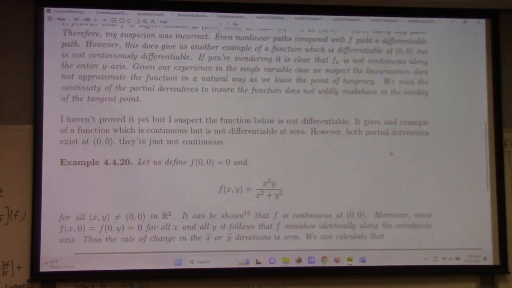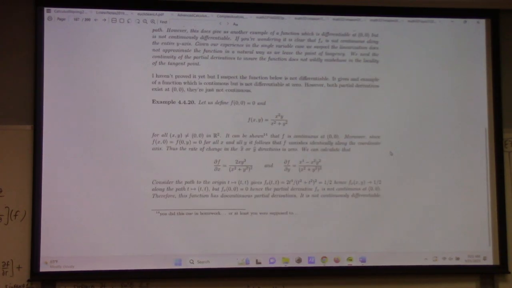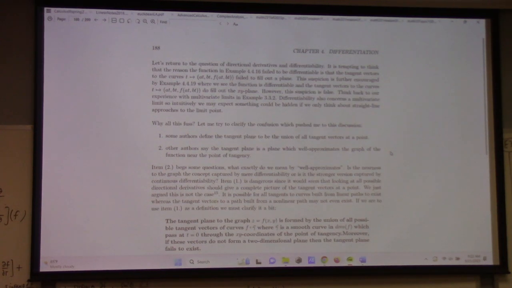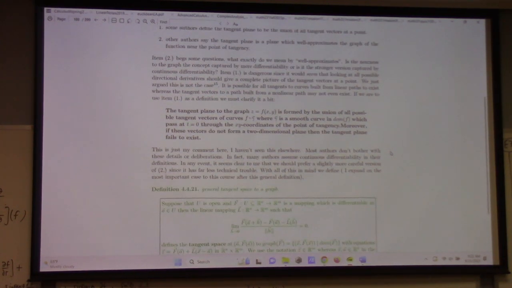All right. Sorry, let me zoom out a bit here. I'm trying to get to a point. So let's say this. The tangent plane to a graph, we'll take this as a reasonable intermediate definition. The tangent plane to a graph is formed by the union of all possible tangent vectors to smooth curves on the surface we're talking about. If these vectors do not form a two-dimensional plane, then the tangent plane fails to exist. So, in short, the tangent plane is the graph of the linearization.